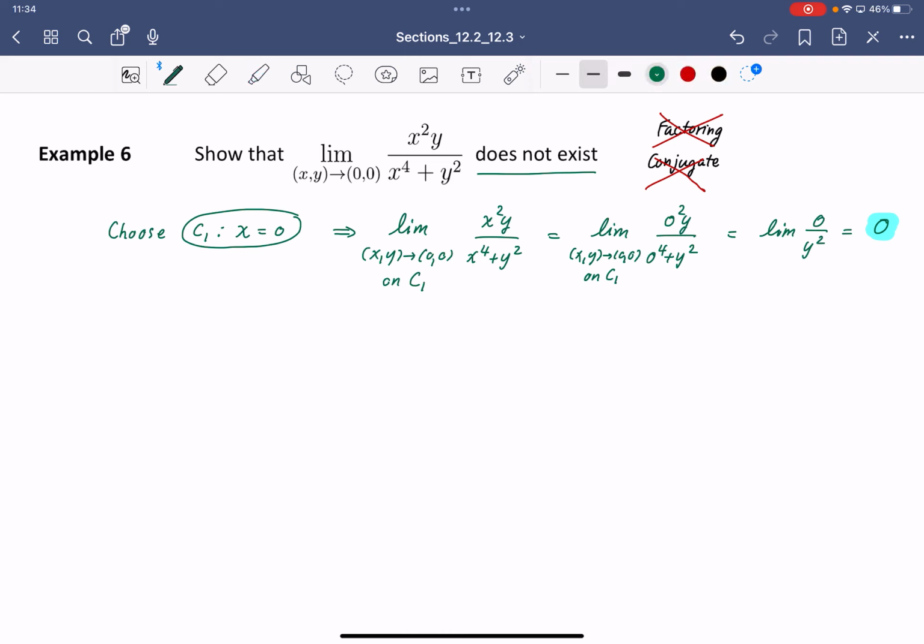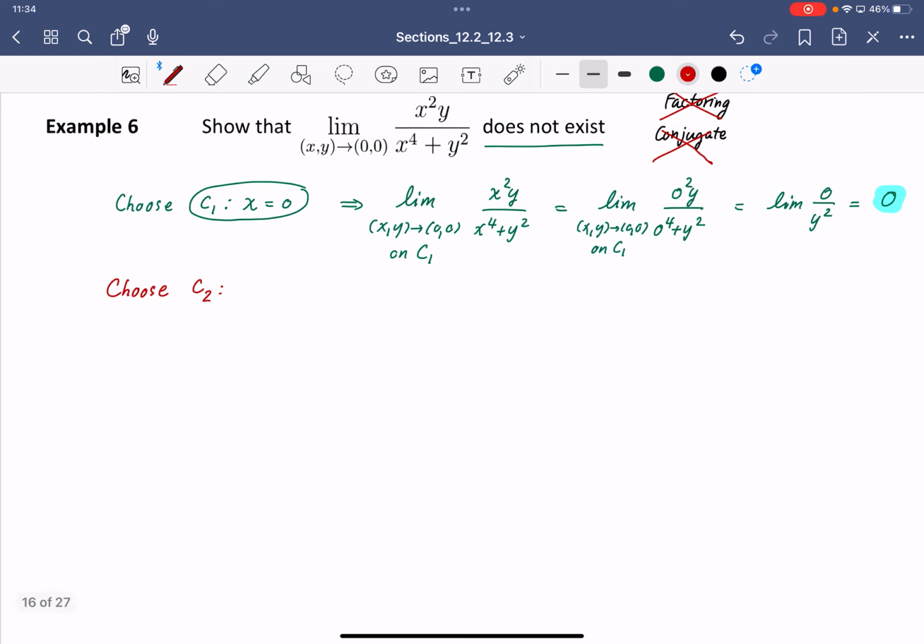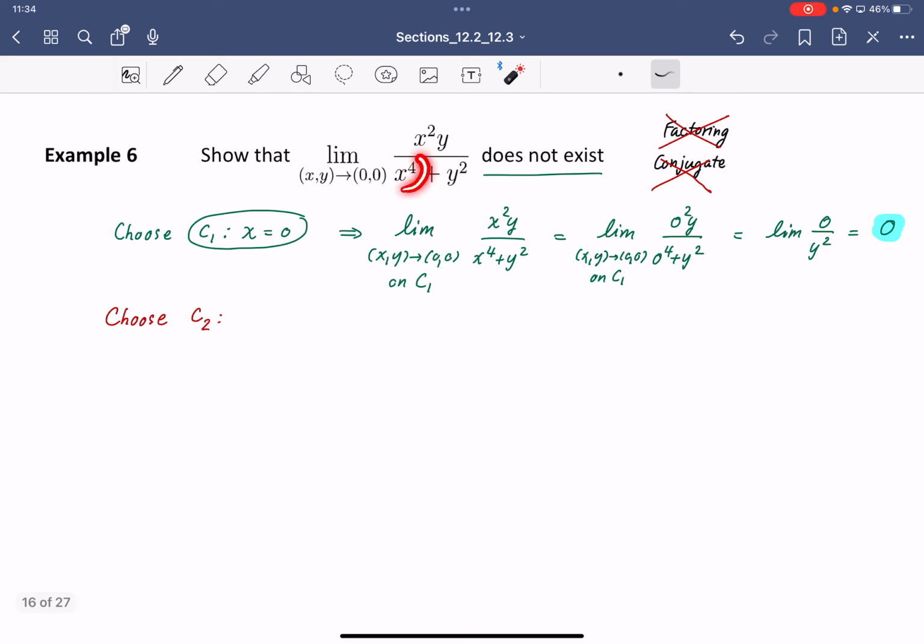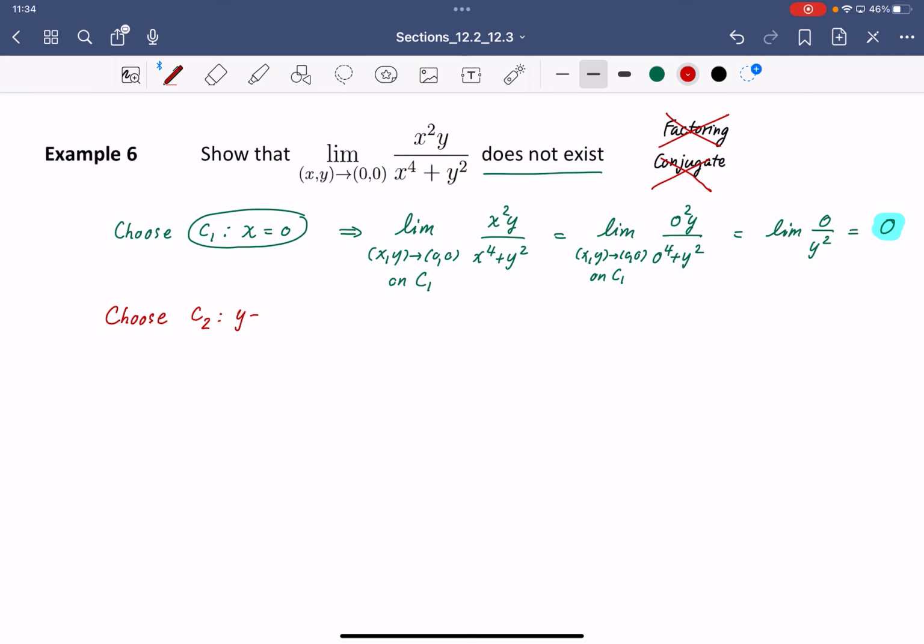Which one can you pick? The technique is that if you see x to the fourth power here, you probably need to pick something that balances the degree. If you see y squared here, the good idea is to pick y equal to x squared, so you get x to the fourth power here. Then you can group these together. So basically you pick y equal to x squared.